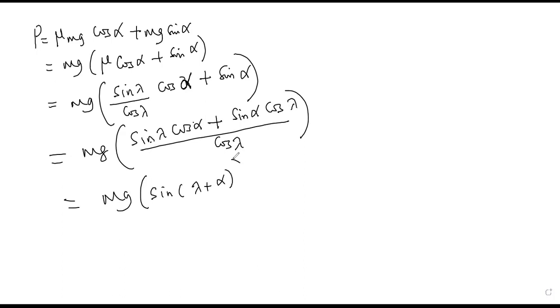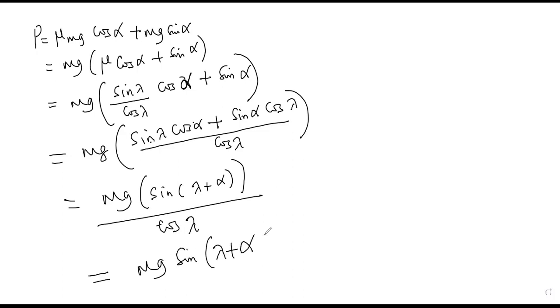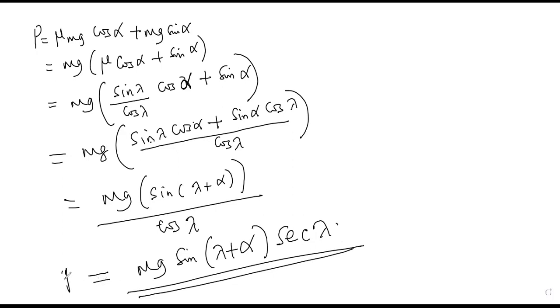Everything out of cos lambda. Cos lambda, this is the same as mg sine lambda plus alpha sec lambda as our P. Is it okay? Where did the sec come from? 1 over cos. The whole of this, then times 1 over cos. You get that. So that is how we come up with this. Is it clear?